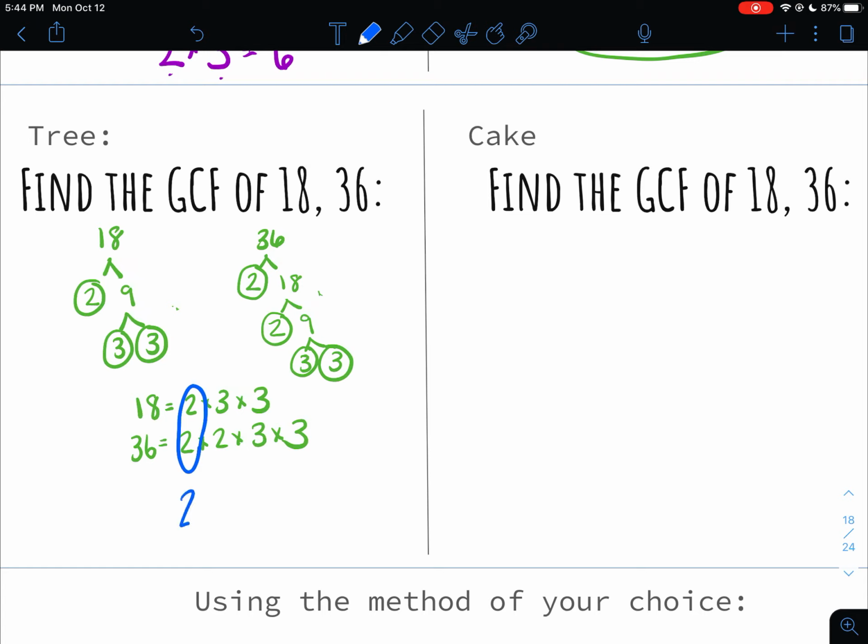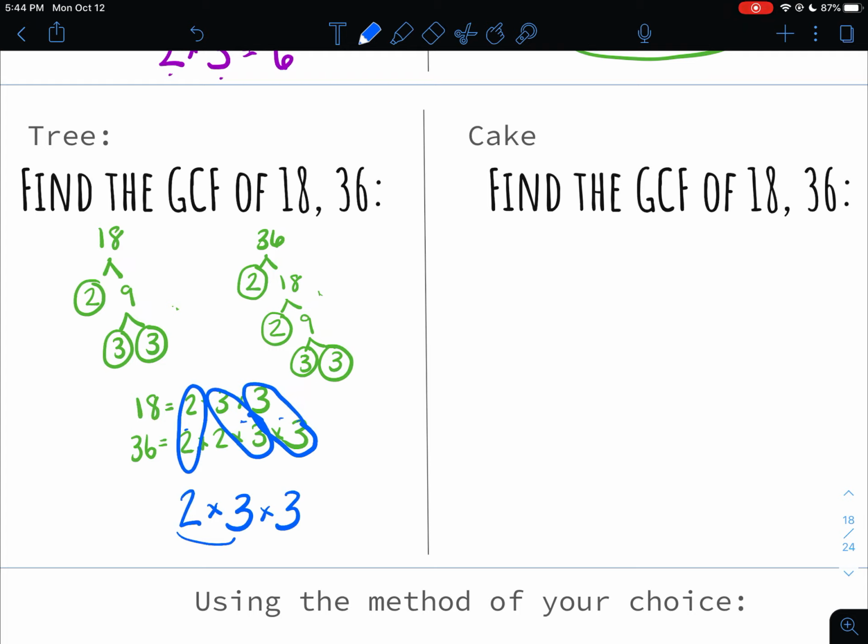They have a 2 in common, so you write a 2. They have a 3 in common, so you write a 3. And they also have another 3 in common, so you write another 3. Notice for every pair that you circled, you should have a digit. So 3 circles, 3 digits, and then you're going to multiply them.